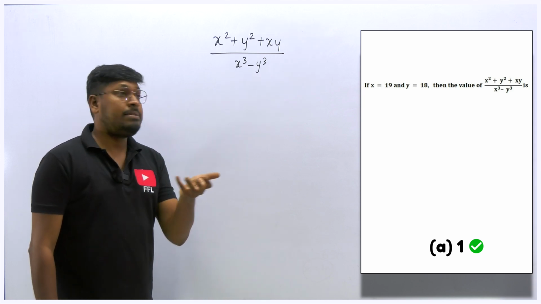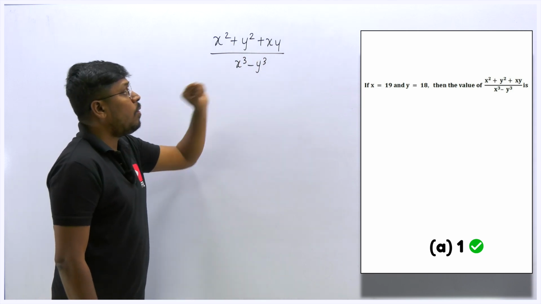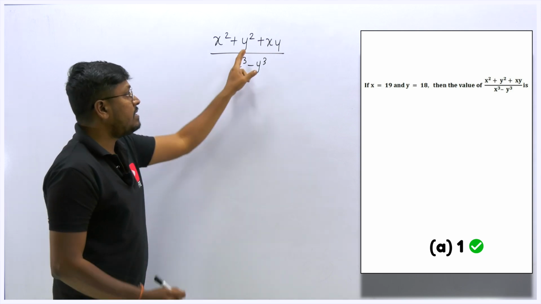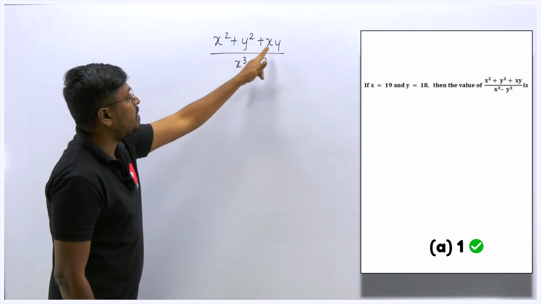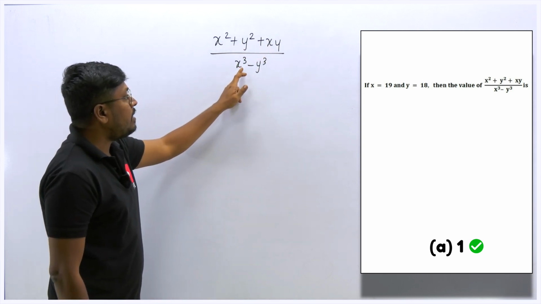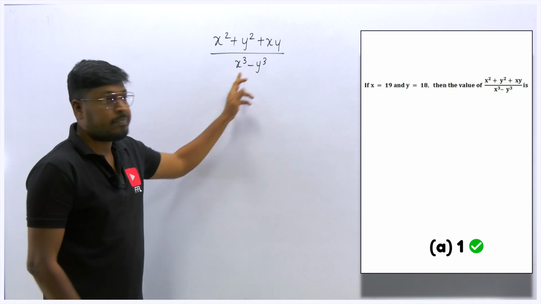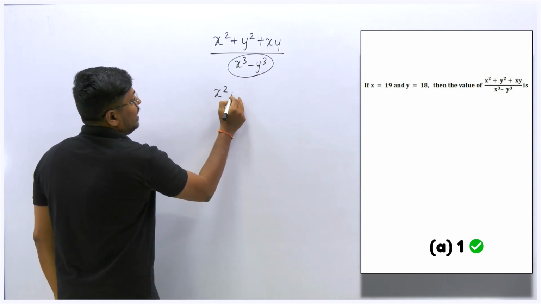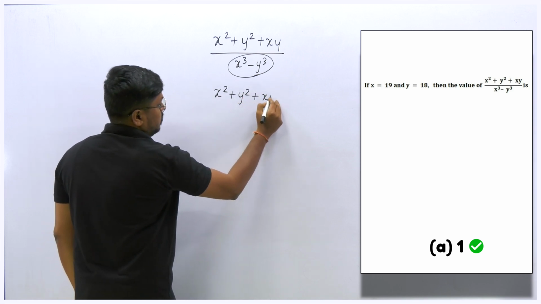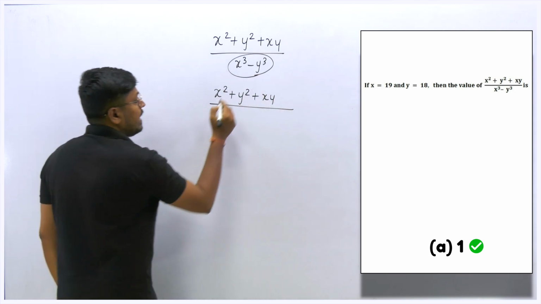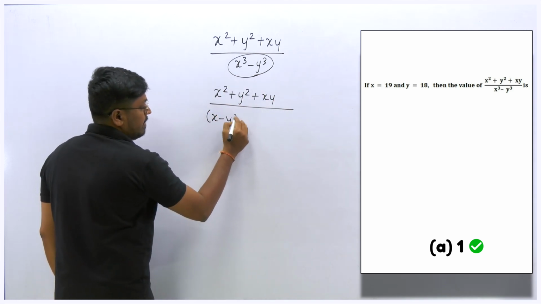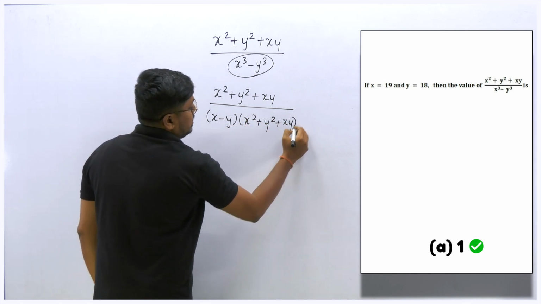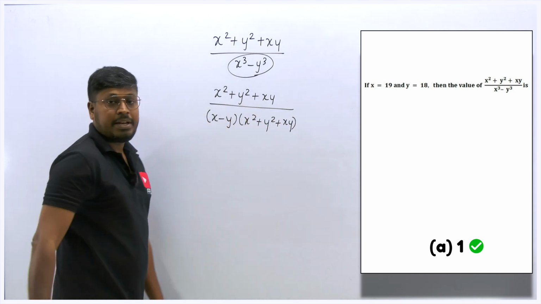But if it is an algebra based question, I have always told you, try to simplify the given expression, right? So this is the given expression, x square, y square and xy. In the denominator we have x cube minus y cube. What is the formula for x cube minus y cube? The numerator x square plus y square plus xy, divided by x cube minus y cube, which can be written as x minus y into x square plus y square plus xy. So this is the formula for x cube minus y cube.